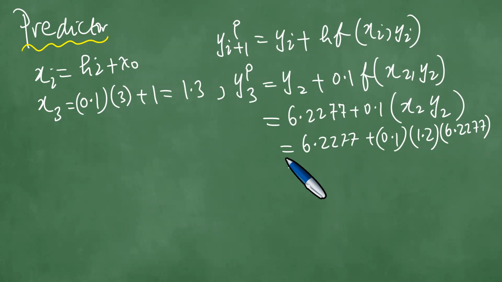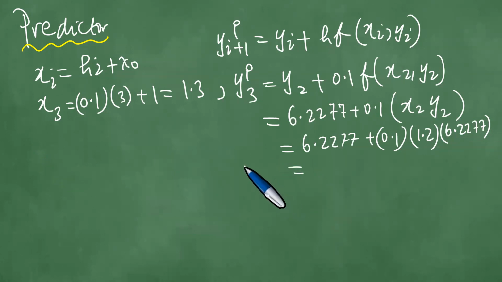There's something I'm just checking, please. Just a sec. 6.2277 plus 0.1 times 1.2 times 6.2277. Right, something I need to cross check here. Yes, that is the correct answer. That is exactly the correct answer.